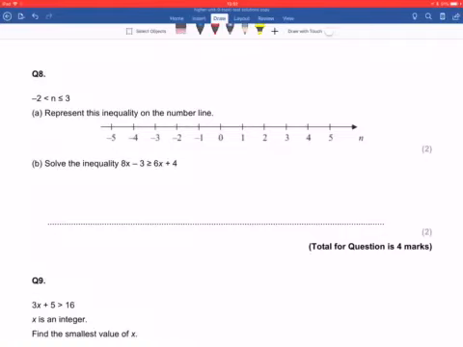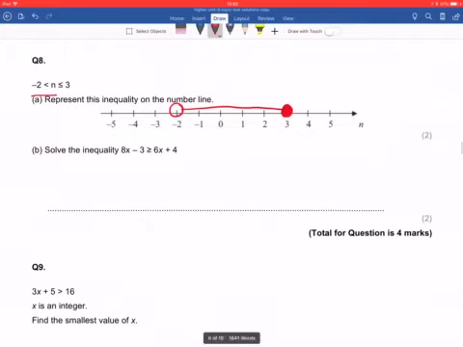Okay, so this question, 2 marks. Can n actually be equal to minus 2? No. So it's greater than. So you have an open circle at 2. It can actually be 3. So you have a filled in circle at 3. And it's anywhere between the 2. Is that okay with everyone? Yeah, we all okay with that?